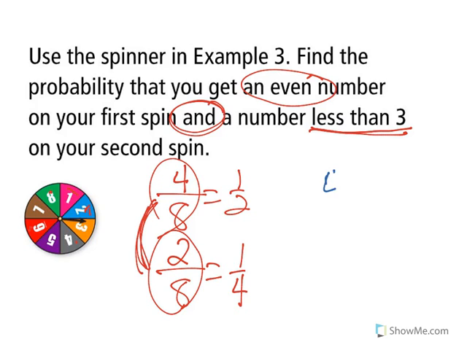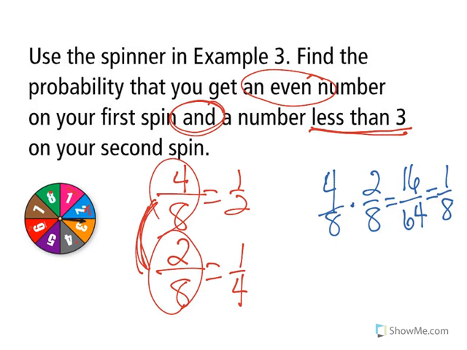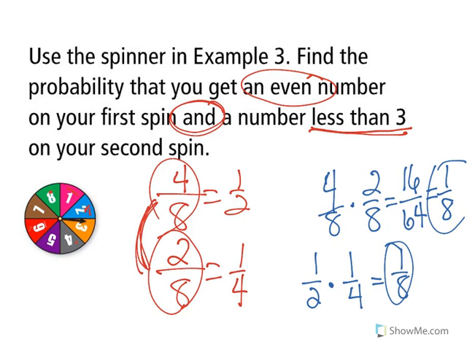So 4/8 times 2/8 is going to be 16 over 64, which I happen to know reduces to 1 over 8. Or you could multiply 1/2 times 1/4 and get 1/8. Either way, you get the 1/8. If you really want it in decimals instead, because you want to do that extra step in your calculator, that would be 0.125. Hopefully this is making sense to you. I think I have a couple more examples too.